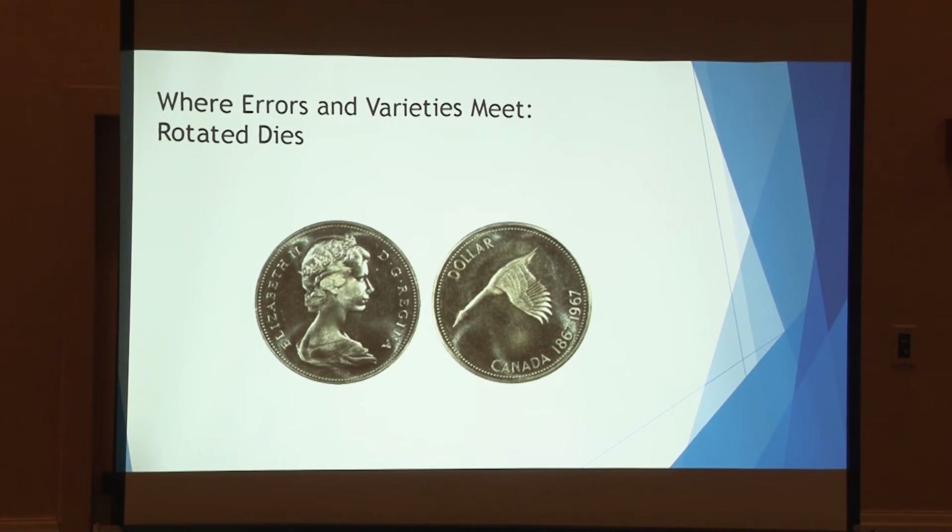Another one is called rotated dies. This is one of the more famous ones, where dies are supposed to be either aligned 180 degrees opposite or lined up to be 360 degrees difference. And so if they're aligned incorrectly, it produces an error or variety in which the coin has a rotated reverse or rotated dies.